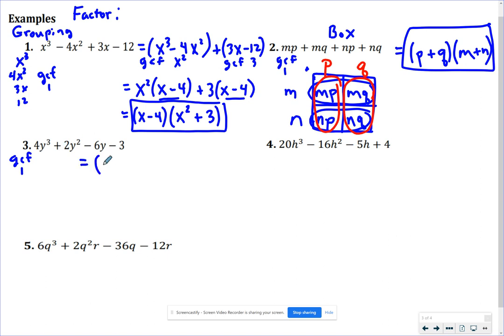So the polynomial that I have is going to equal, I'm going to group the first 2, and I'm going to group the second 2. But now you have to be really careful when that middle sign is a negative. See that negative right there? I'm going to change that to plus a negative. Subtracting is the same as adding the opposite. So I'm going to change it to an addition sign, adding a negative.